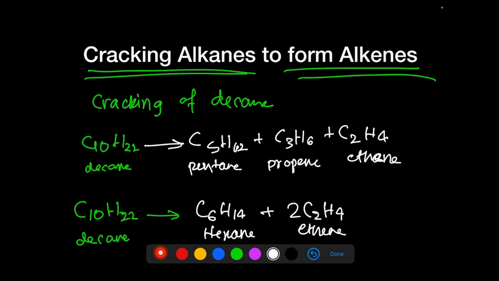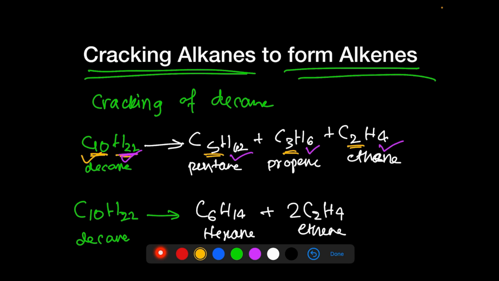So basically a trick for this is that we have to make sure that all of these carbons and all of these hydrogens are used up. In this example we have C10. So 5 over here, 5 plus 3, 8, and 8 plus 2, 10. So 10 carbons are used up. And over here we have H22. So 12 over here, 12 plus 6, 18, and 18 plus 4, 22. So all the hydrogens are used up.